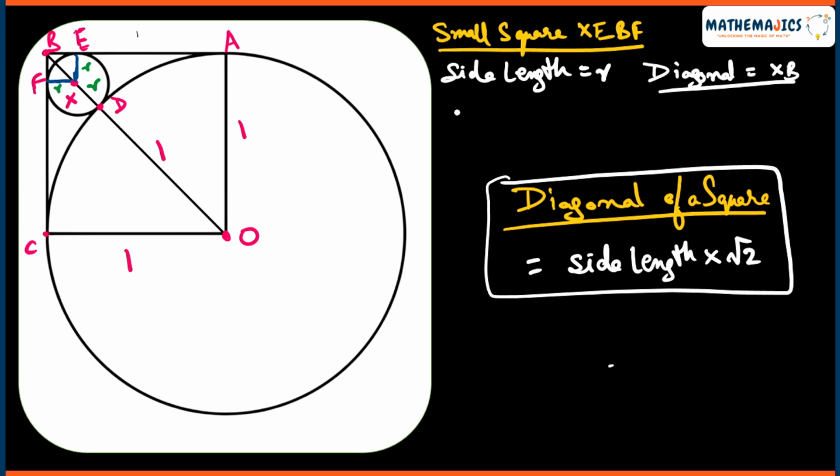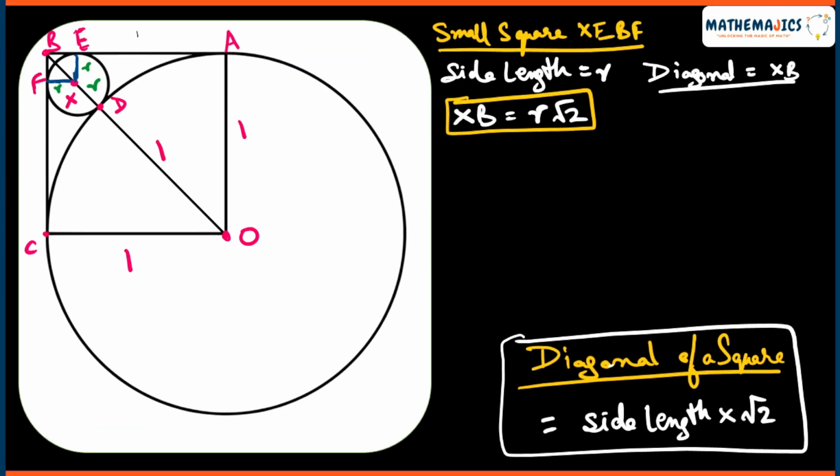So if I use this formula, the length of XB, that is the diagonal of the small square, will be equal to side length times root 2. The side length of the small square is r, so XB is r root 2. Let me put it in a box. This will be useful for us later on. Similarly, we will be writing down a few more important lengths. XD is the radius of the small circle, that is small r. Let me put it in a box. It will be useful for us.